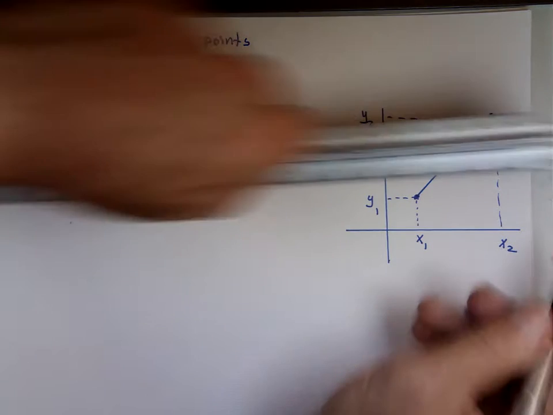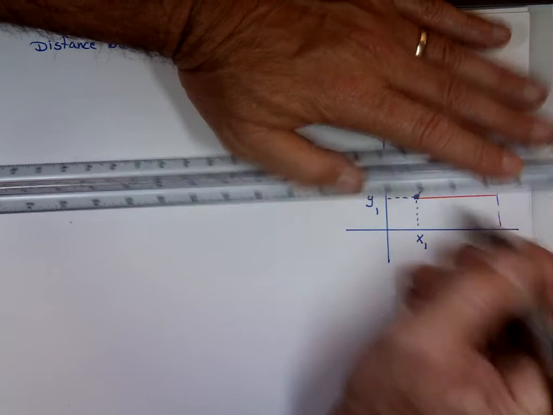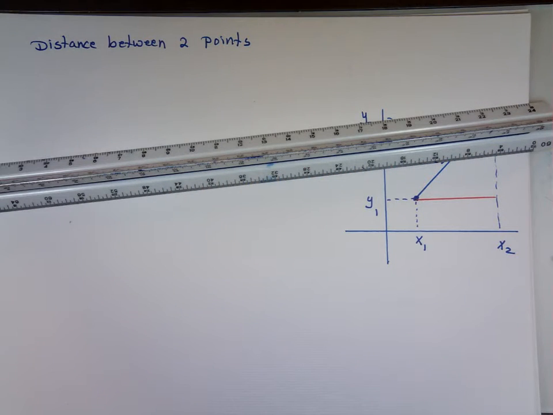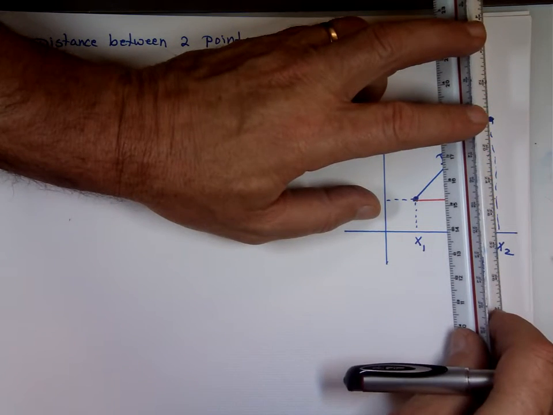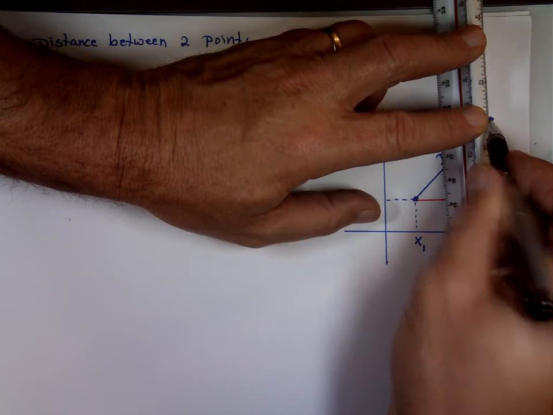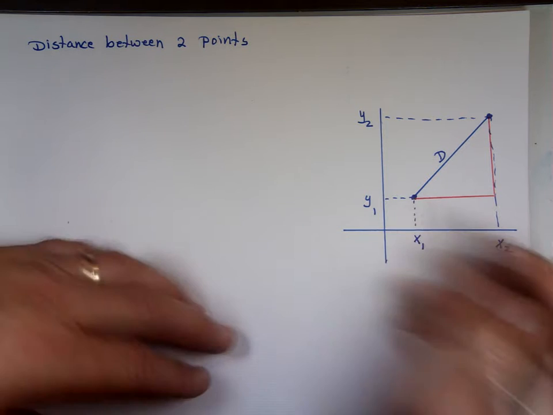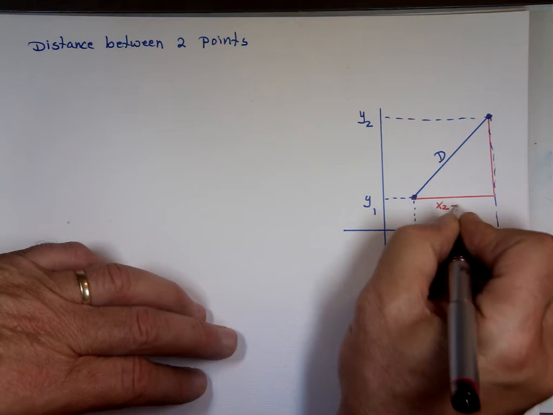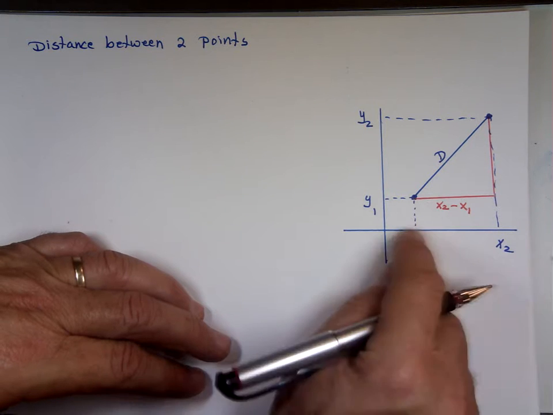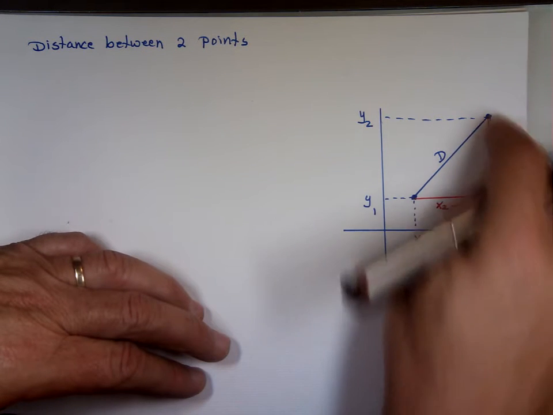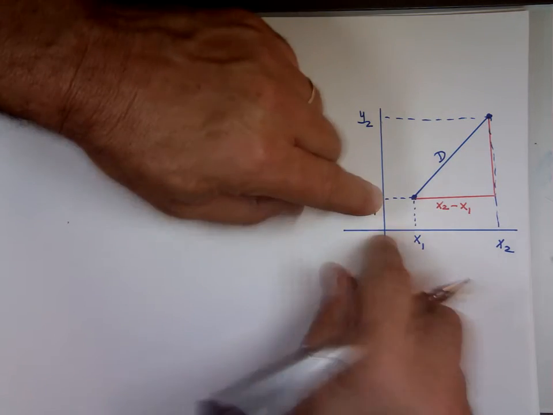Does anyone remember Pythagorean's theorem? Yes. C squared equals what? A squared plus B squared. Remember that one? When you have a right triangle? So this distance here, from here to there, is x sub 2 minus x sub 1. It's the difference between these two x values. This distance here is the difference between these two y values.